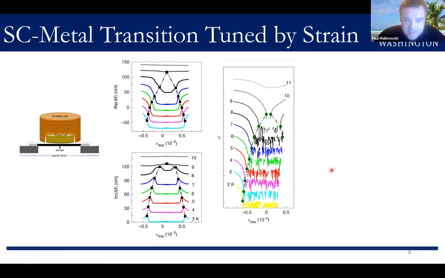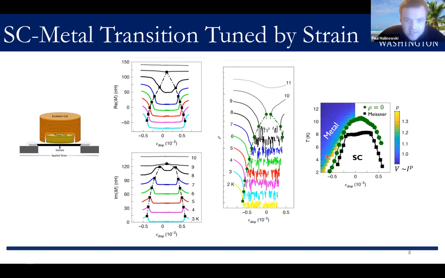So we can combine this data into a single strain-temperature phase diagram, where the green circles mark the rho equals 0 boundary, and the black squares mark the Meissner signature. And we see we have this dome-shaped phase boundary with a flat region corresponding to the detwinning region, and then these very steep sloped lines corresponding to the suppression.